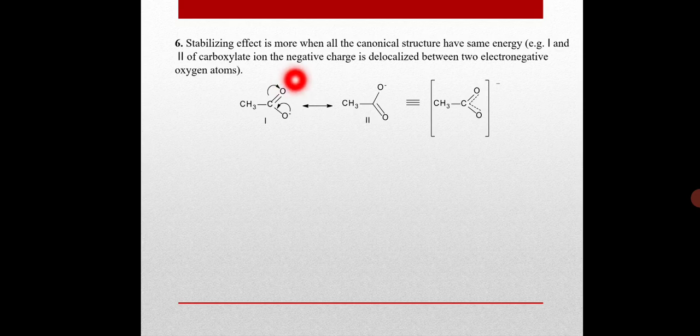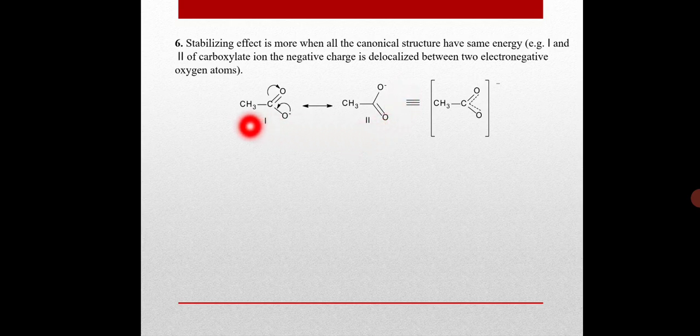This excess negative charge on the oxygen is in resonance with the pi electrons, and so in one of the canonical structures the double bond is shifted from this place to this place, and the negative charge comes on this oxygen now.